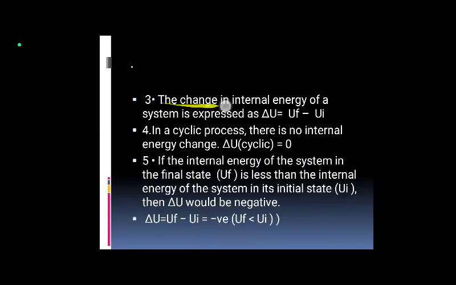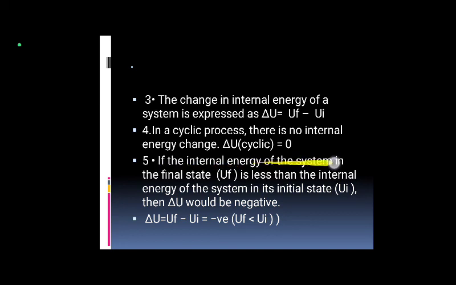Then the change in the internal energy, delta U. How can you express delta U? U final minus U initial, final internal energy minus initial internal energy. Okay, this is the third point. Fourth point, in a cyclic process, there is no change in internal energy. So delta U is equal to 0 for a cycle. If you write all these, you will get marks.